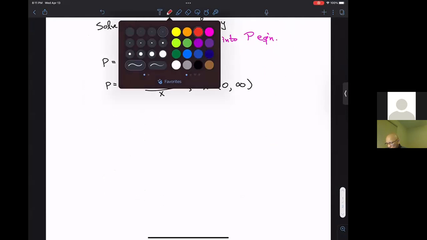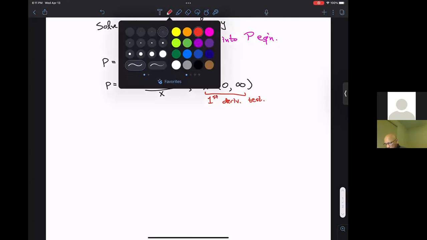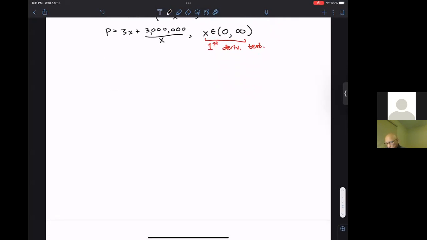Because x is between 0 and infinity, this is an infinite interval, which means I'm not going to be using the closed interval method to solve this. I'm going to be doing a number line test, the first derivative test, in order to check my critical numbers and optimize this P.